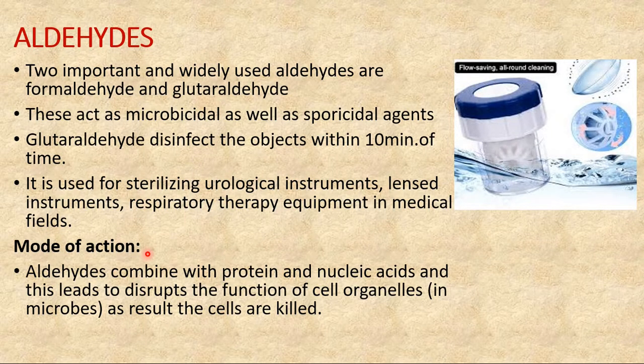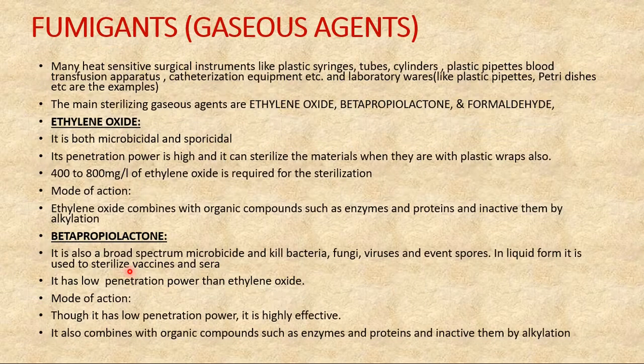Then what is the mode of action, how is it able to act against these microorganisms? These aldehydes are going to combine with the protein and nucleic acids, and thus they disrupt the function of the cell organelles, and as a result the cells are killed. So this is the mode of action of aldehydes. Then moving to the fumigants or gaseous agents. As we know, many heat sensitive surgical instruments like plastic syringes, tubes, cylinders, plastic pipettes, blood transfusion apparatus, catheterization equipment, etc., and laboratory waste like plastic pipettes, petri dishes, etc. are examples of heat sensitive instruments, isn't it?